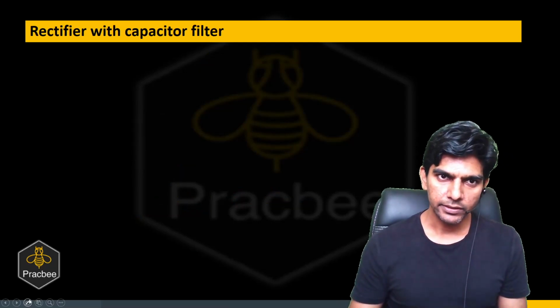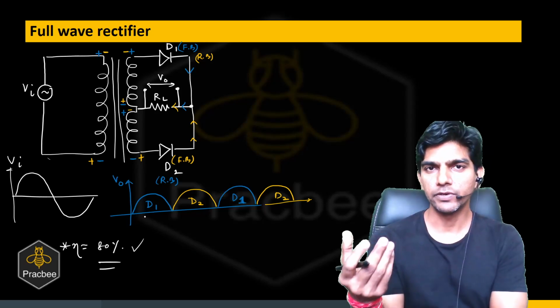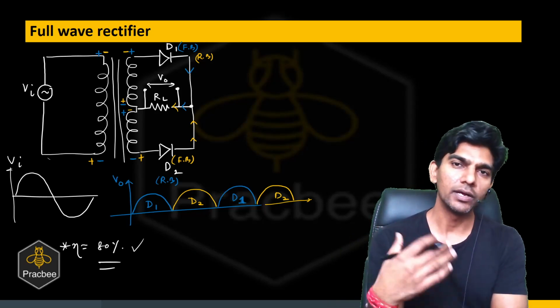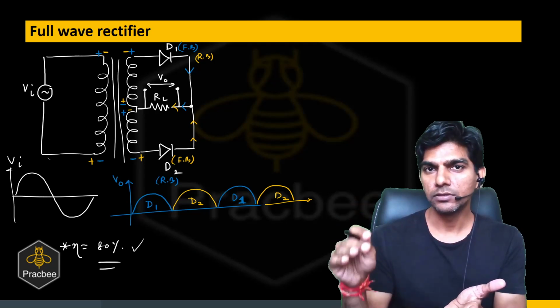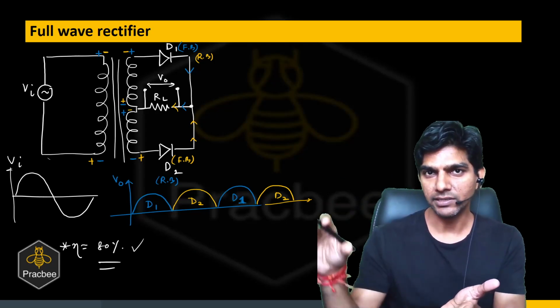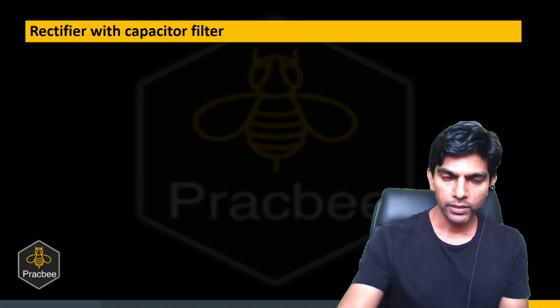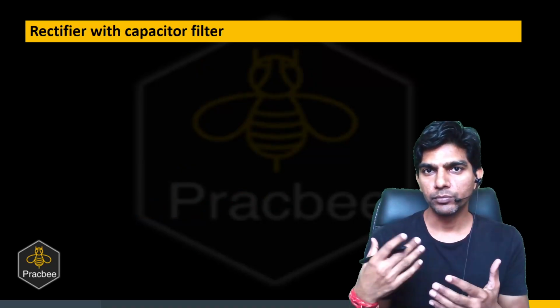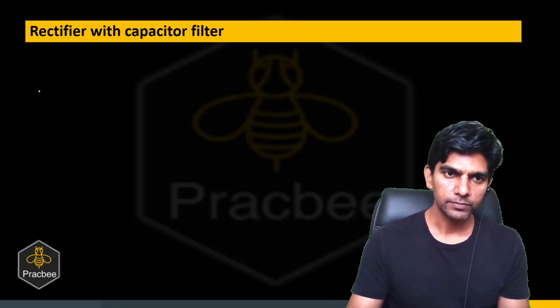Now, what is a rectifier with a capacitor filter? In both rectifiers, whether a full wave or a half wave rectifier, we are getting rectification, but the voltage is not regulated. It is an unregulated DC voltage. It just keeps on changing, but its direction is not changing. To overcome that problem, we will use a capacitor filter. So let me draw the circuit first.